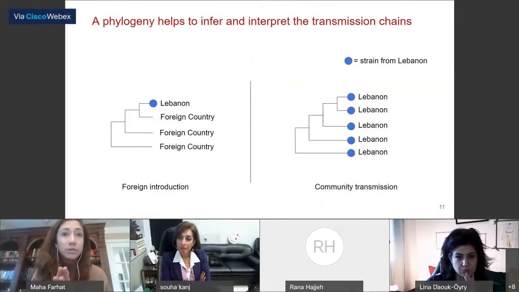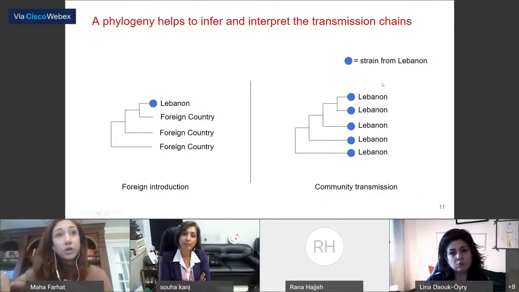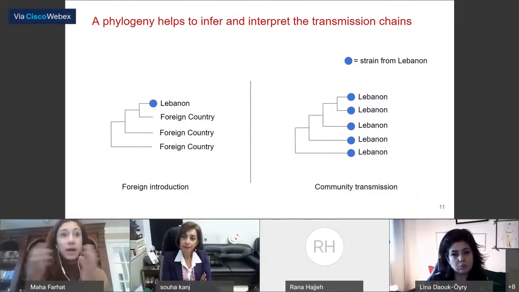To give you a further example, when you build a phylogenetic tree, you end up with this scenario where you have your one isolate and you're comparing it to isolates from other parts of the world. And you find that there's only one isolate in Lebanon that has that genotype, and all others were found in this other foreign country. This is an example of an introduction or importation of that strain into Lebanon. But in this other circumstance, when you've sequenced adequately and you find that there are multiple of these strains in Lebanon, you can be sure that there's ongoing community transmission of that strain in Lebanon.